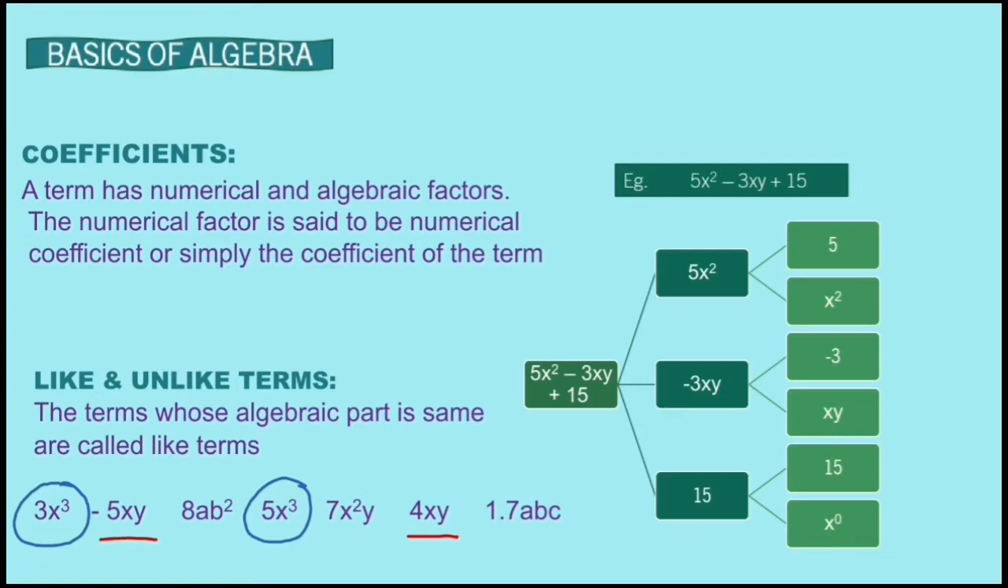Now if you observe the remaining terms, you can find that the literal parts or the algebraic parts of these are not same. It means that they are unlike terms. So is this concept clear, children? If any question is coming into your mind, write in the comment box and I will answer it as soon as possible.